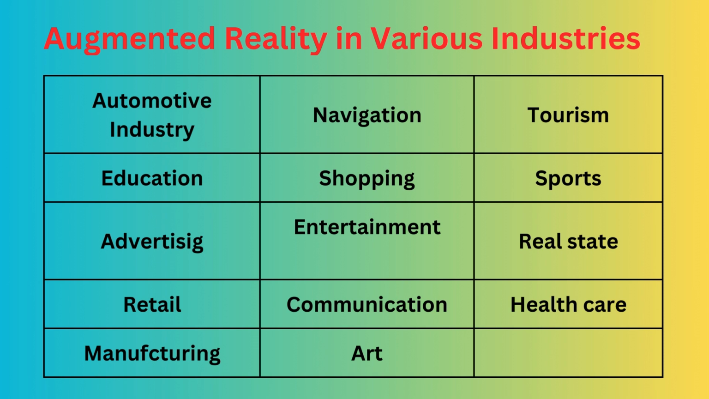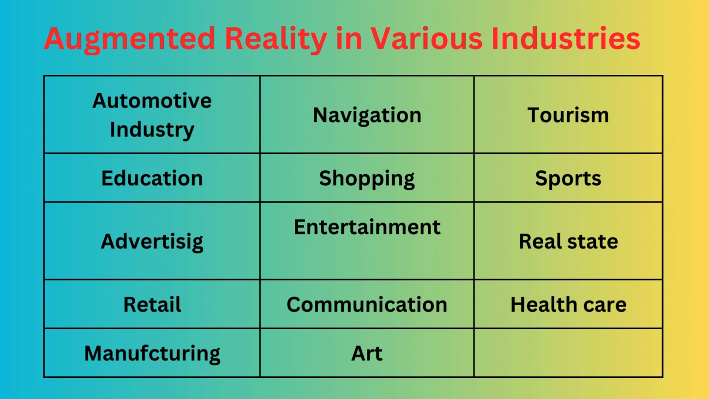And next, in retail, AR technology is used to allow customers to try on clothing and accessories virtually, right? This technology allows customers to see how a particular product will look on them before even making a purchase. And then in manufacturing, AR technology is used to improve efficiency and accuracy. For example, workers can use AR glasses to see instructions on how to assemble a product, and also to visualize how a product will look when it's completed.